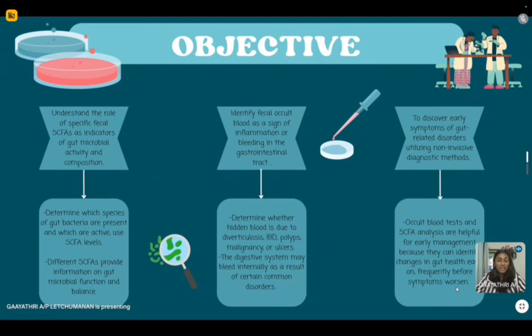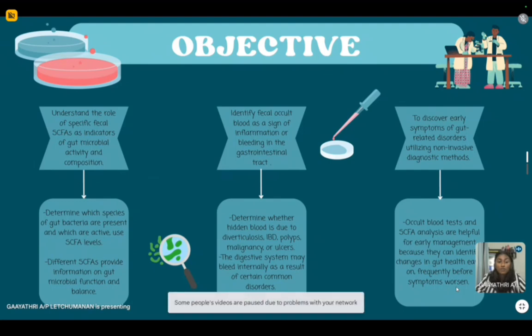I'm going to talk about objective and introduction. First objective is to understand the role of specific fecal short-chain fatty acids as indicators of gut microbial activity and composition. This will determine which species of gut bacteria are present and which are active, based on short-chain fatty acid levels. We can also differentiate short-chain fatty acids, which provide information on gut microbial function and balance.